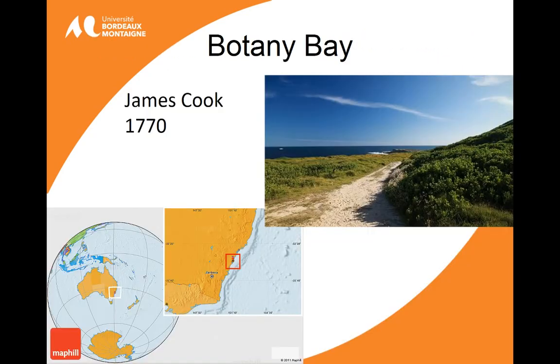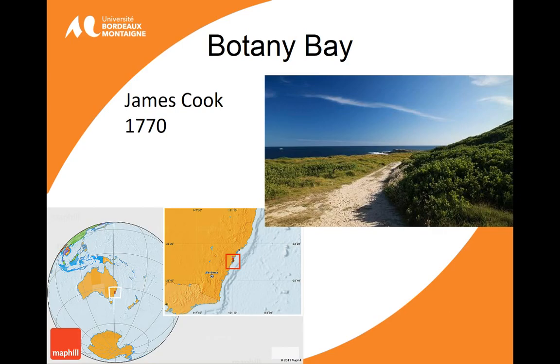Things changed with James Cook. James Cook was a British navigator who was sent on a scientific query. He was supposed to observe and record the transit of Venus across the sun in Tahiti. The idea was also to try and find the Great Southern Continent that people at the time thought existed. It didn't. There's no Great Southern Continent. And to try to find new sources of income.